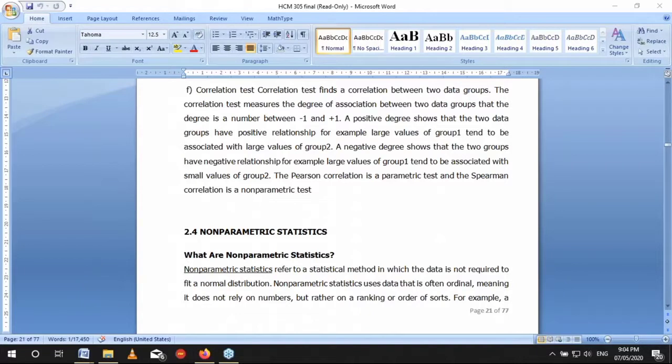Then the next definition I want us to get is research hypothesis. Research hypotheses are statements to be tested for significance or otherwise in a research.